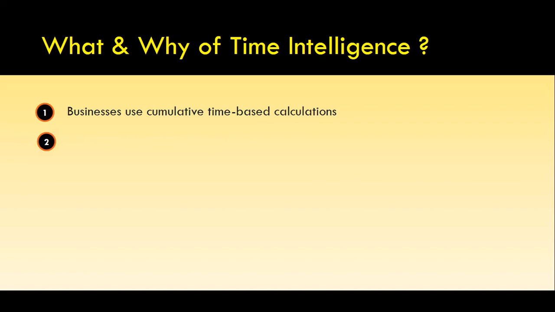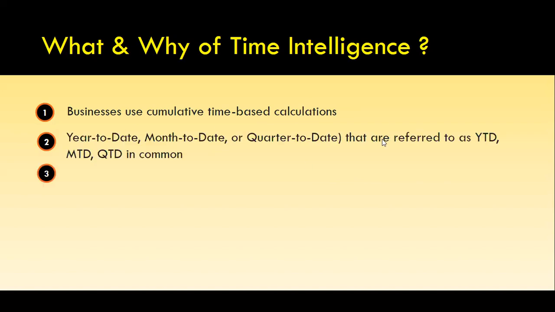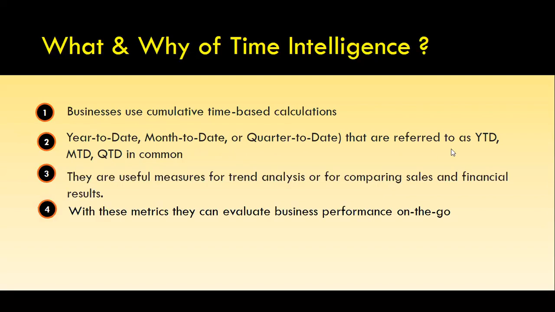First of all, let us understand what time intelligence is. Businesses use cumulative time-based calculations such as MTD, QTD, and YTD. They use these terms to understand metrics and trends over various time periods, so businesses can spot trends and patterns. We also do periodic comparisons, comparing this year's sales to last year's sales, which helps us understand the growth or decline. Where are we heading?